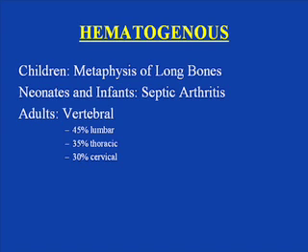So children, metaphysis of long bones, neonates, and in adults, hematogenous osteomyelitis is in the vertebral bones. And this we see a lot. Understanding vertebral osteomyelitis or discitis is an ID 101 issue, and what to do with it. Most common is lumbar, but you can see it in lumbar, thoracic, or cervical. Lumbar is more common, but the other ones are just as common.